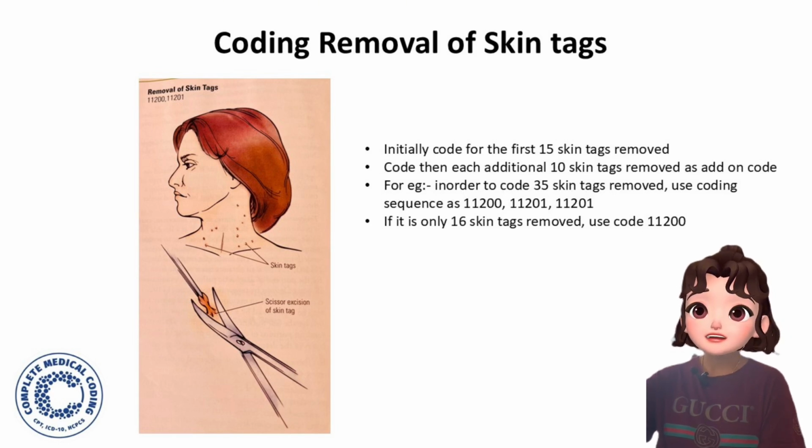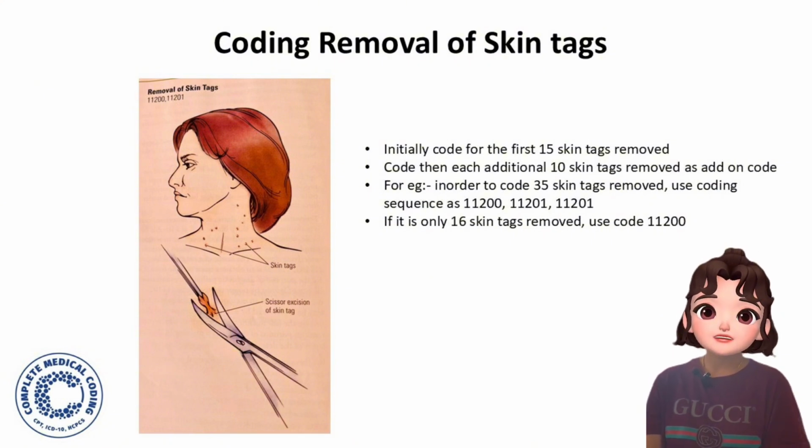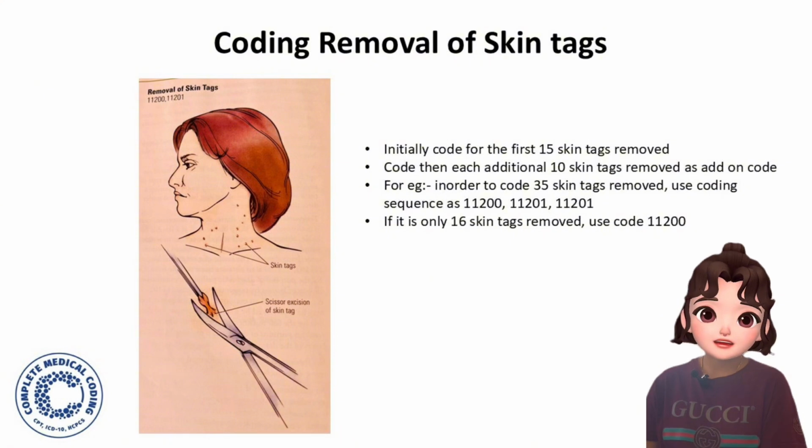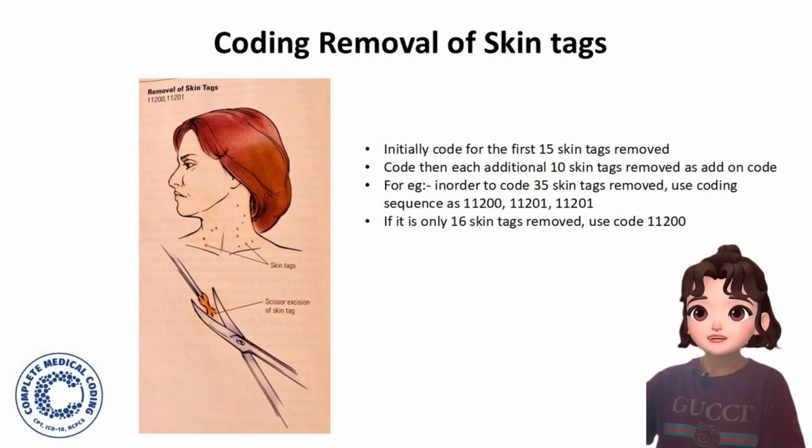Now if it is only 16 skin tags removed, then we will use only 11200, because here only 15. We will use as the primary code 11200, and the remaining one we can't code. So 11200 only we will code for the first 16 skin tags removed. Alright.